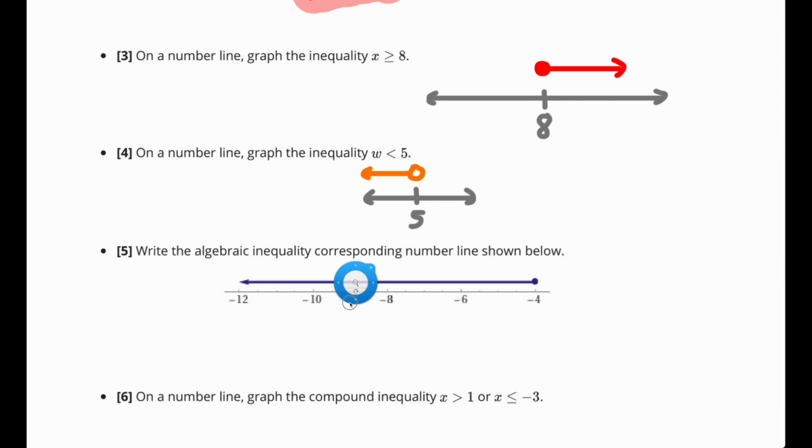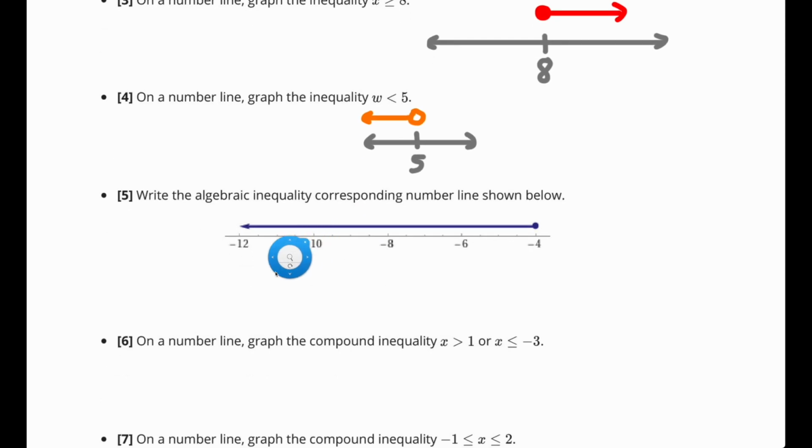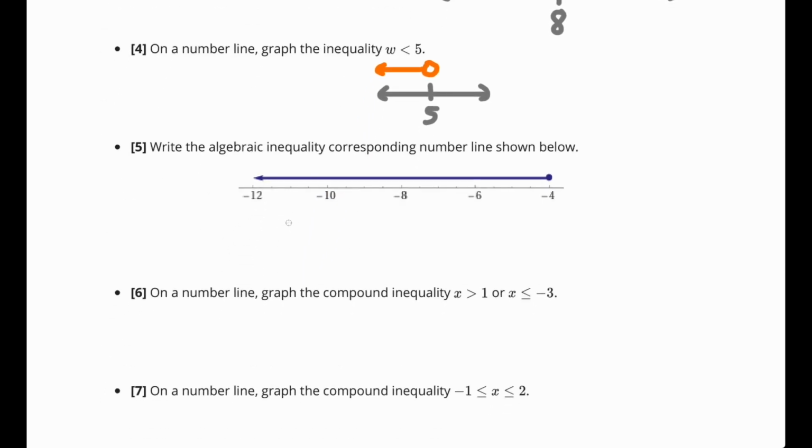All right, number 5, now it's kind of backwards. It actually gives you the number line, and you have to figure out the algebraic inequality corresponding to that graph that's shown on that number line right there. So first of all, obviously it involves -4, and we're going to use x as well. So we just need to figure out what's the symbol. Is it greater than, less than, greater than or equal to, less than or equal to, that sort of thing. Well, obviously it's going to the left, so it's going to be less than. X has to be less than -4.